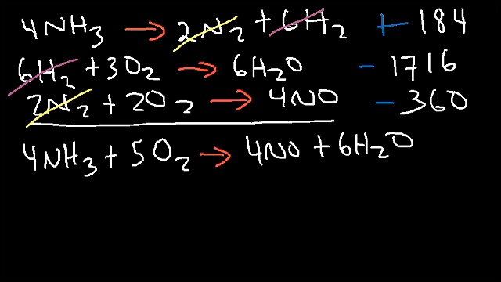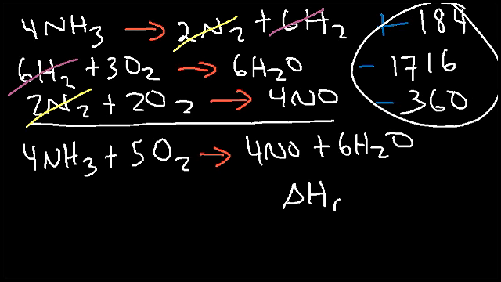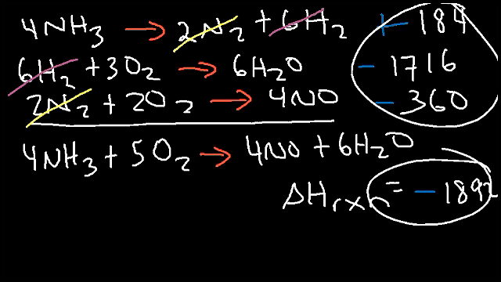So at this point, what we need to do is add these 3 values. So it's going to be 184 minus 1716 minus 360. So the enthalpy change for the whole reaction is equal to negative 1892. So this is the answer.